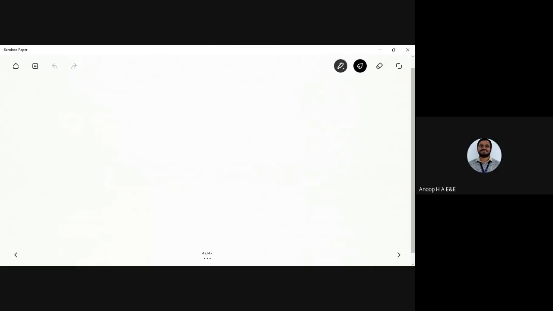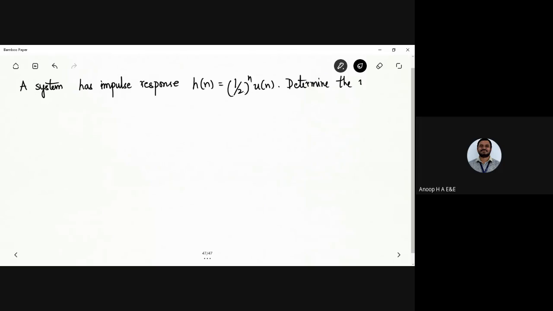Let me give a problem where a system has impulse response h of n equal to 1 by 2 power n u of n. Determine the input of the system.